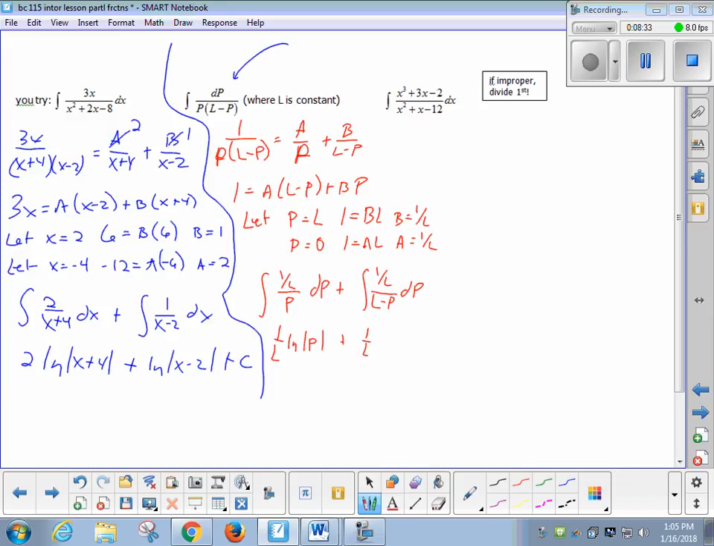Be careful, be careful. You have a function within a function, so you have to at least mentally consider the ramifications. What's U? L minus P. What's du? Negative dP. This is negative, or minus, 1 over L natural log of the absolute value of L minus P. You must have a negative. Plus C. If you stop there, I'm fine.